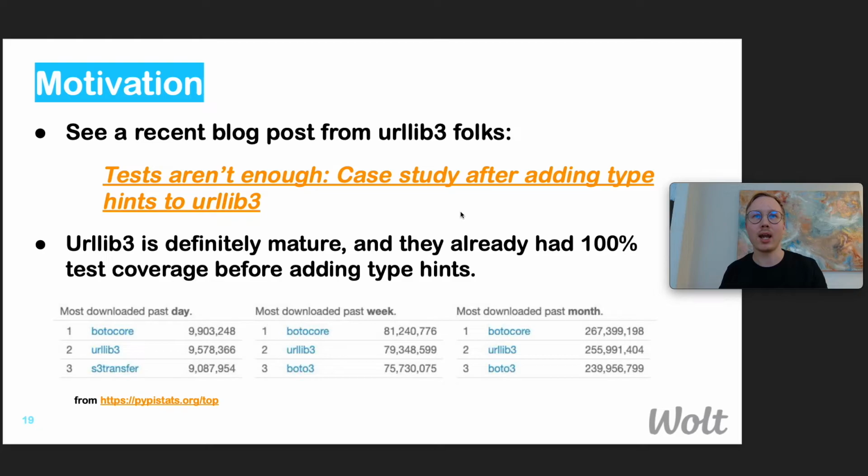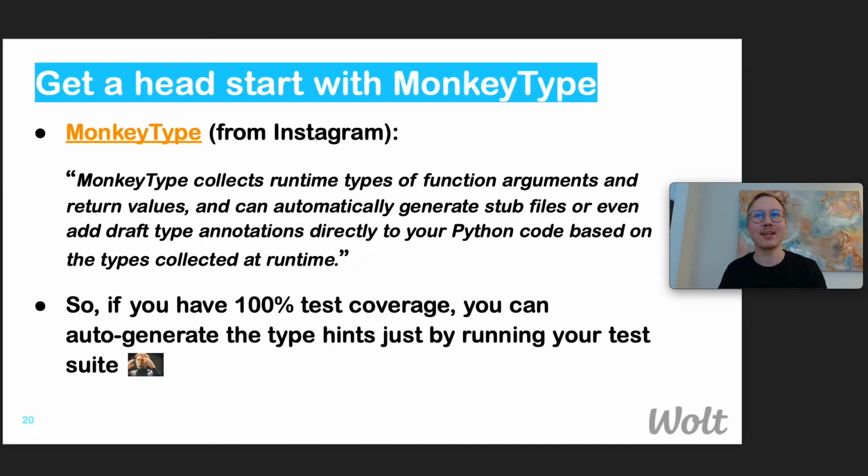Additionally, I wanted to highlight a recent blog post from the urllib3 folks. It's basically a case study of what happened when they added type hints into their code base. And if you're saying that your project is mature and well tested, guess what? urllib3 is the second most downloaded PyPI package, so they are certainly mature and they already had 100% test coverage before this adding type hints exercise. The main takeaway from this article is that they discovered a number of bugs just by adding the type hints and static type checking.